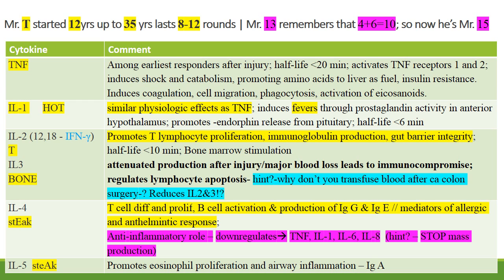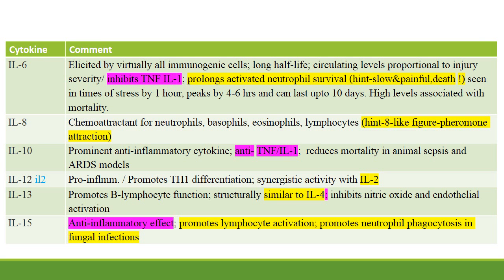IL-5, the A, it promotes eosinophil proliferation and airway inflammation. And airway, along with all the mucous membrane and skin, they secrete IgA. So that's how one can remember the function of these mediators of inflammation. If you can remember the mnemonic, it's easy for you to ascertain the functions of the cytokines mentioned on the left.